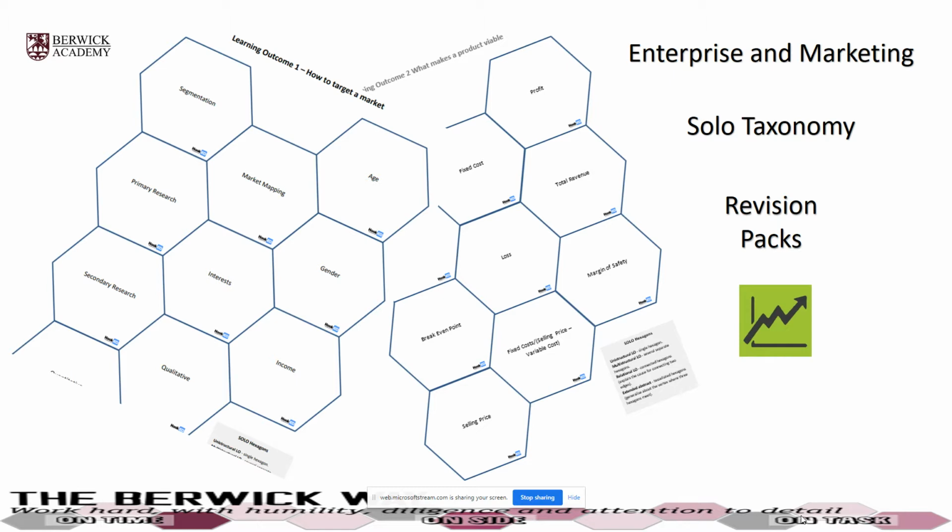Enterprise and marketing is a subject that is littered with new vocabulary. There are words in there which you've never heard of before and words which you'll have to remember at the drop of a hat in an exam situation.